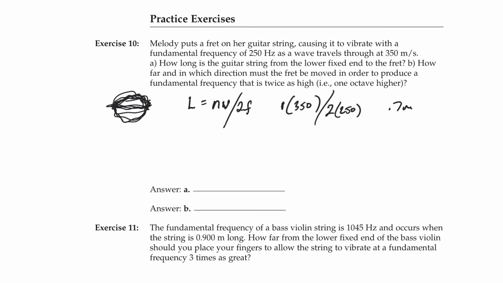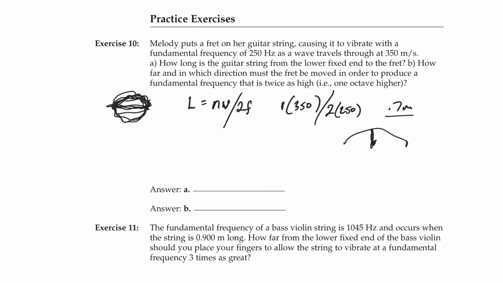So remember, instead of a 250 hertz pitch, where do I have to put my finger in order to make it a 500 hertz pitch? Well, what do you think? If this long one vibrates at 250, then 1/2 of that would vibrate at 500. The smaller the string, the higher it's going to vibrate. And so if you want it twice as high, you need to go twice as far down. So it needs to go twice the distance, or 0.35 meters from the bottom.